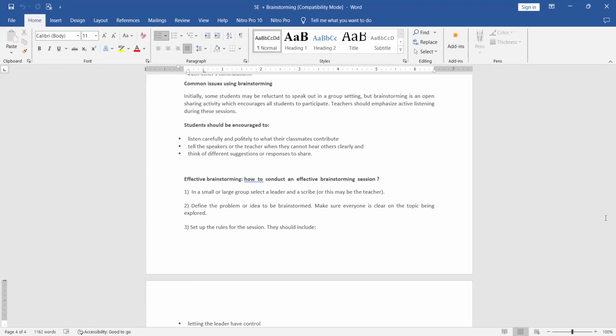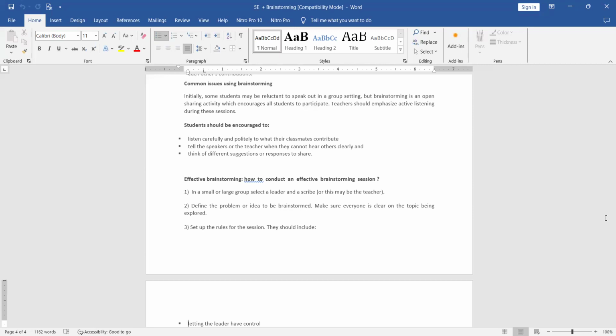So in a small or large group, select a leader and a scribe. This may be the teacher. Scribe is the one who writes. Now, whether you are conducting it in groups or as a large class, you have to decide a leader. So the teacher doesn't appoint a leader. Instead, the emerging leader, if not, the group appoints a leader. And a scribe as well. The scribe is the one who writes down these ideas.